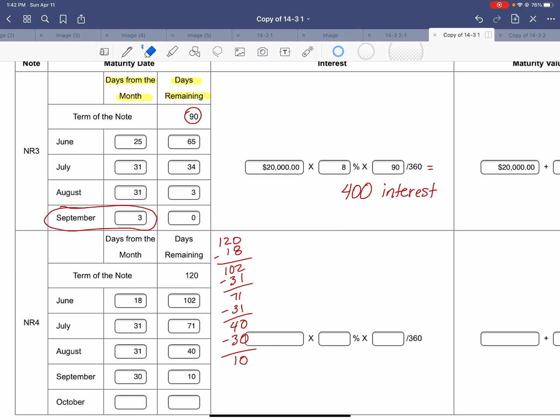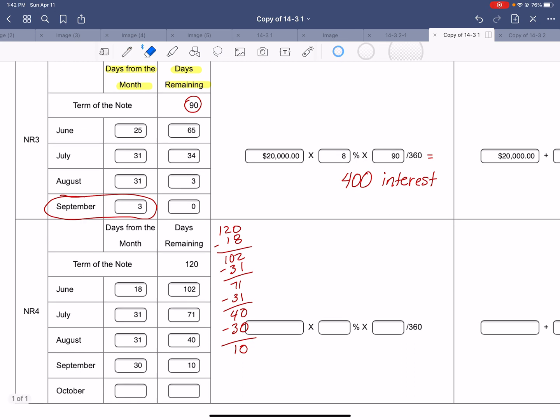October has 31 days. We're not going to use all of them. We're only going to use the 10 days left to get down to 0 days. So our maturity date then is October 10th.